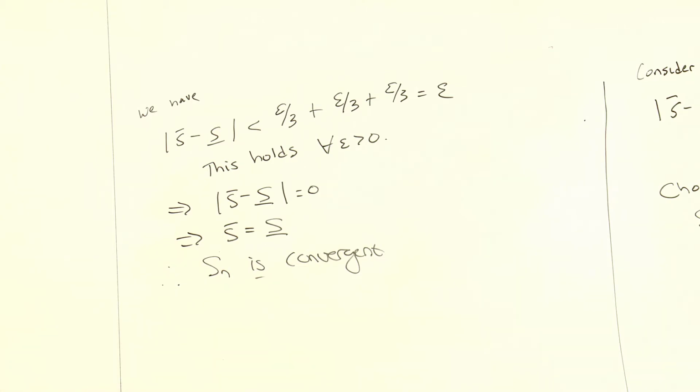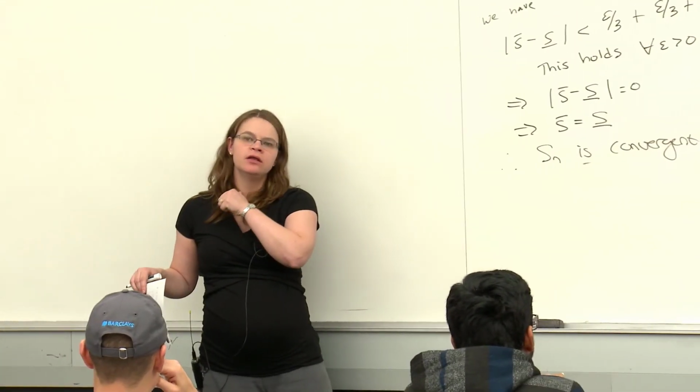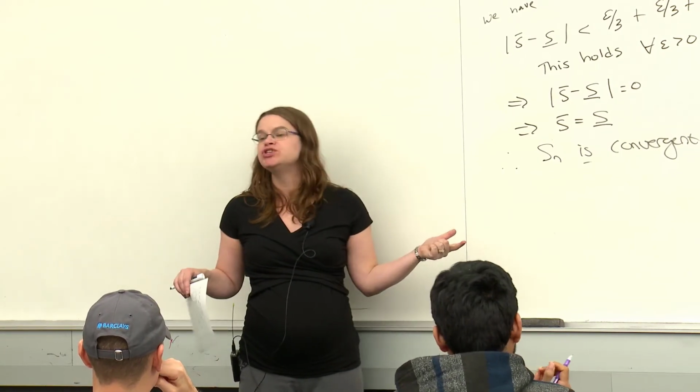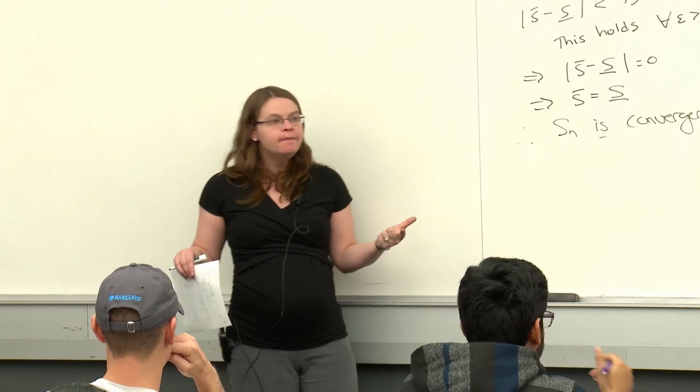Okay, so every time you're given a sequence, you're asked to prove it converges. You have choices. You can use the definition of the limit, and that's fine if you can guess at the value of the limit. And sometimes that's easy to do. You can say, I'm not sure what the limit is. I'm just going to try to prove this is a Cauchy sequence, and that might be easier because again, you don't need to guess at the value of the limit.